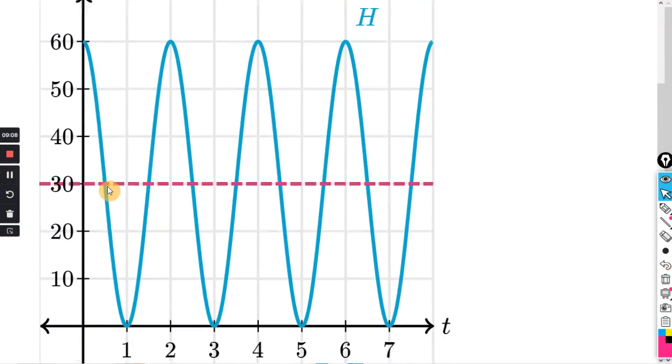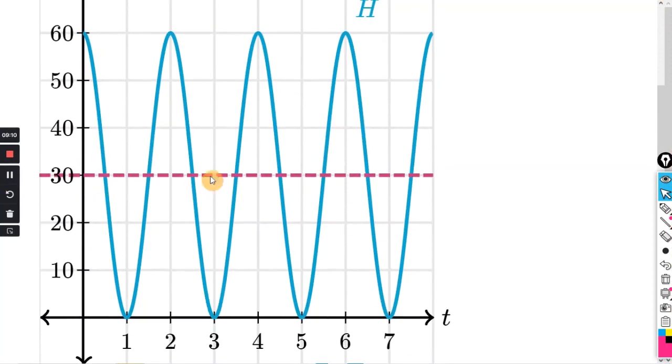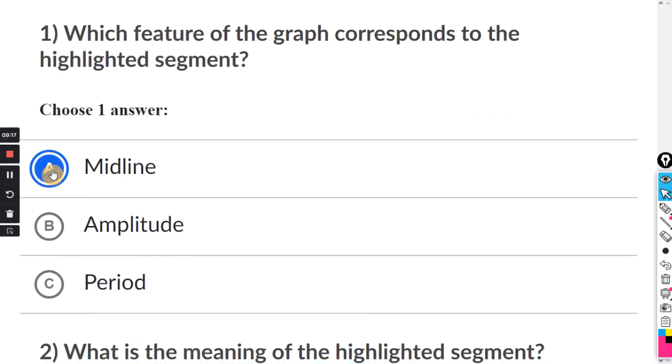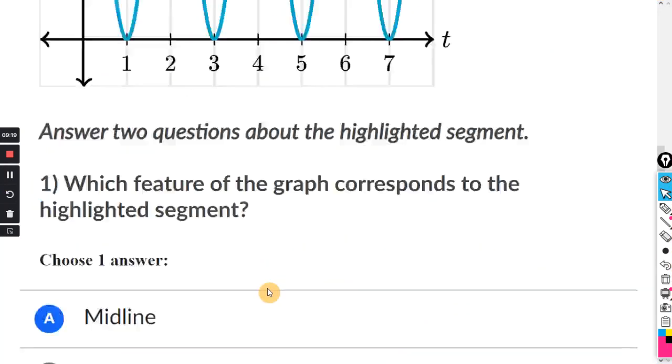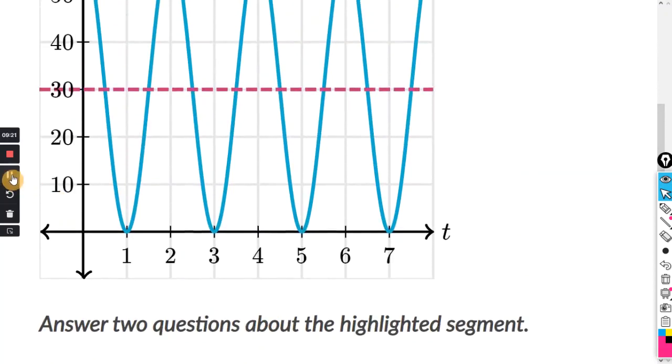All right, I go to the graph first here, the sinusoidal function. They're going to ask us what this is. Once again, this is a midline. All right, so that's a midline. And then they're asking what's the meaning. So let's draw a sketch.